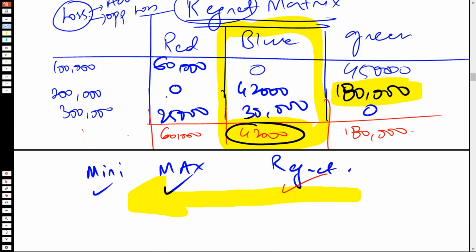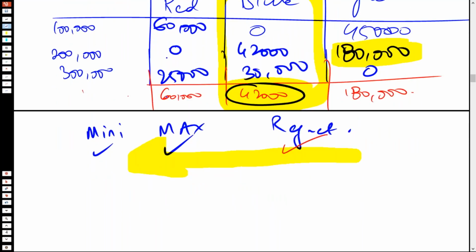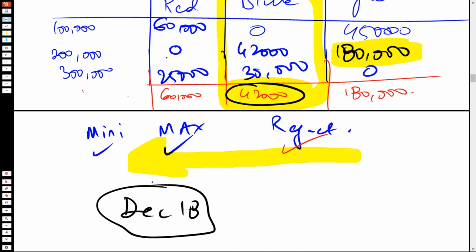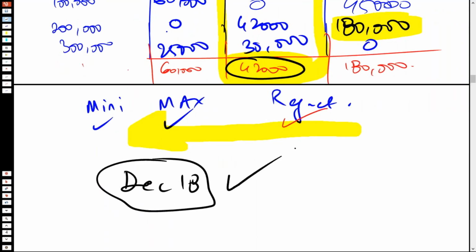Now, let's talk. So, we are done with this concept of mini max regret also. And surprisingly, what we have done is that we have actually completed the whole December 18 paper, because over a period of the last 2-3 days, I've actually attempted all three questions of December 18. So December 18 is completely done.